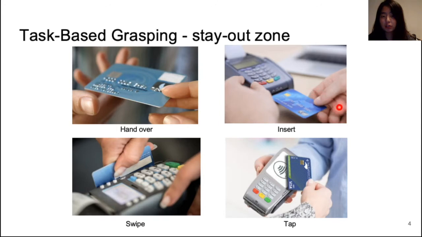To insert the card into a chip reader, we need to grab the edge of the card so that we can push it in. To swipe the card, we cannot touch the magnetic stripe region. And to tap the card, we need to leave enough area free for the machine to read it. With this in mind, we introduce the concept of task-specific stay-out regions.